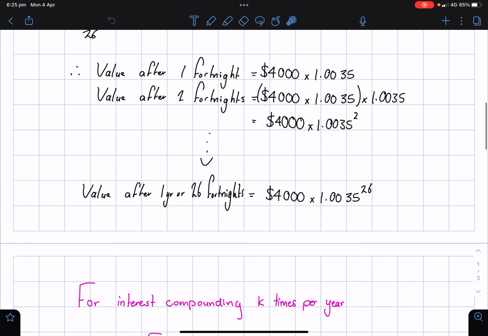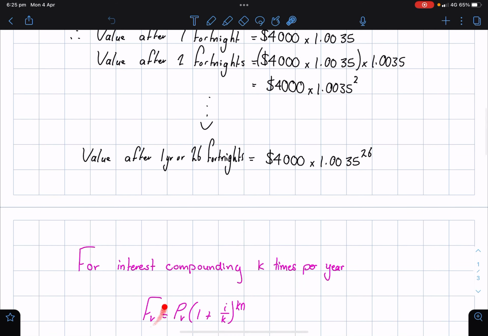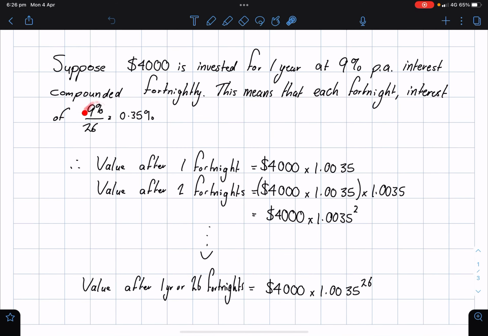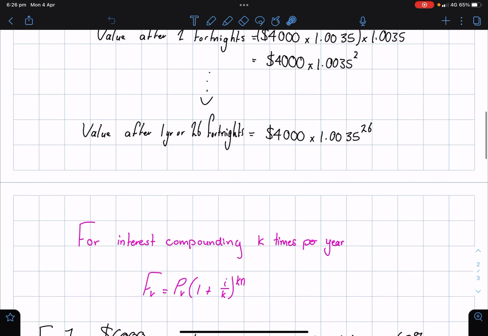So for interest compounding K times per year, so in the scenario up top, our K would be 26 times, okay? Our future value is equal to our present value or our initial value multiplied by 1 plus our interest rate over K, so as we did with 9% over 26, that is our I over K, and that is all to the power K times by N, okay?